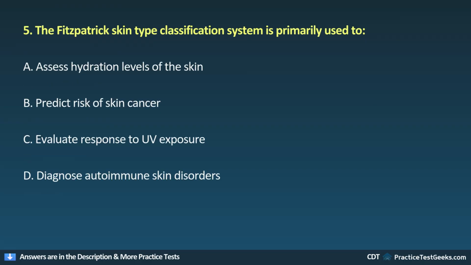5. The Fitzpatrick skin type classification system is primarily used to A. Assess hydration levels of the skin. B. Predict risk of skin cancer. C. Evaluate response to UV exposure. D. Diagnose autoimmune skin disorders.